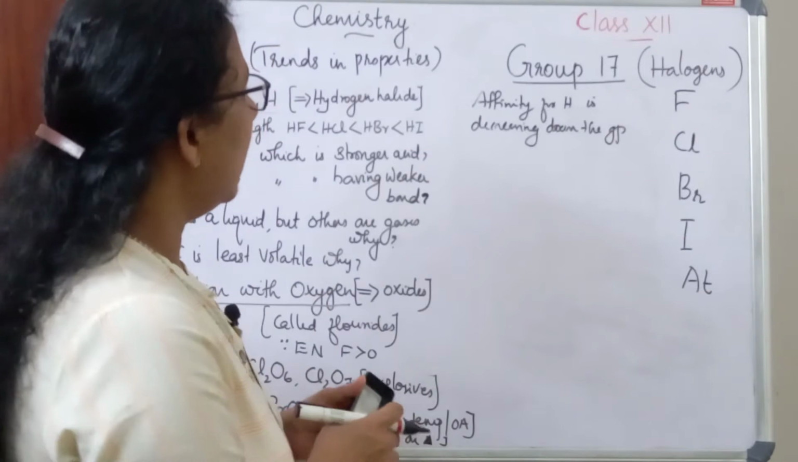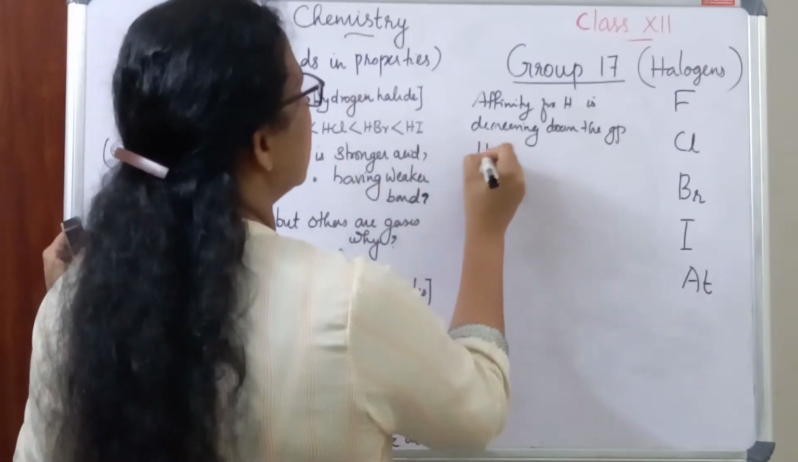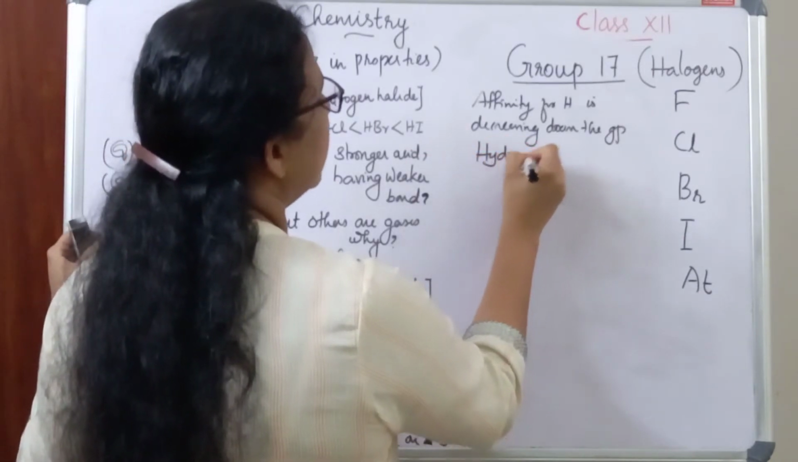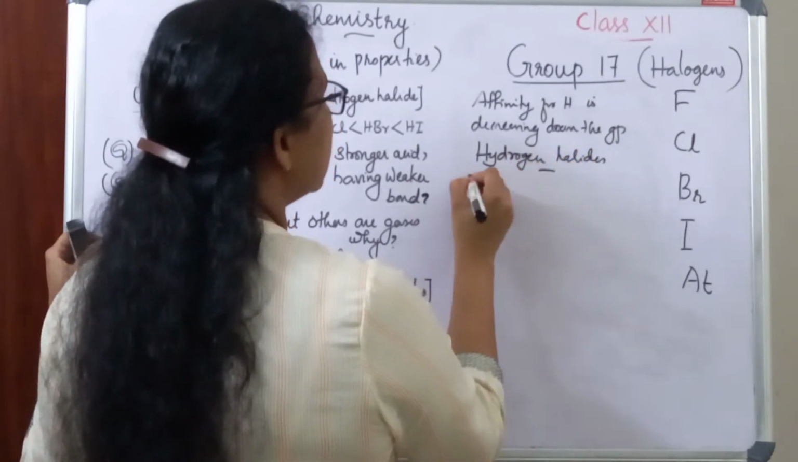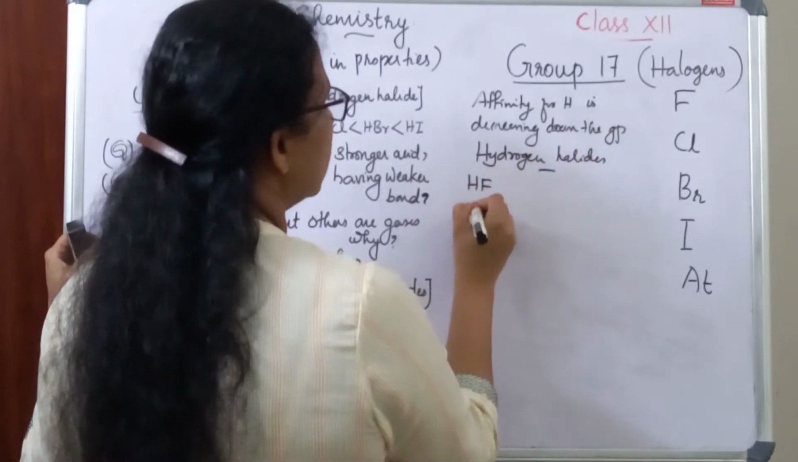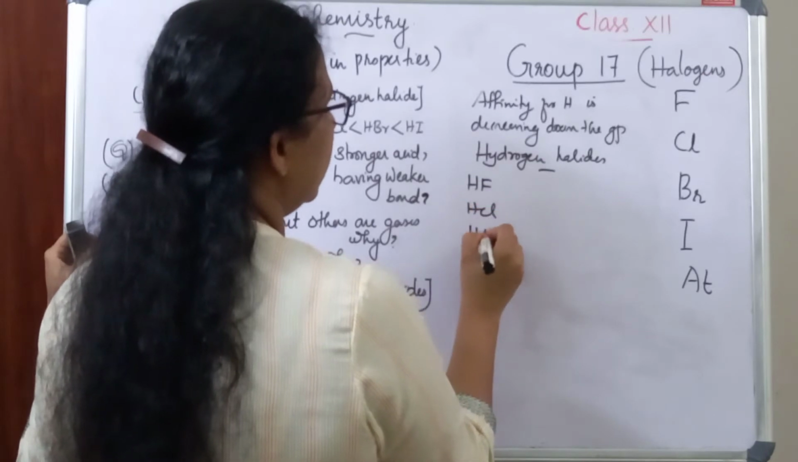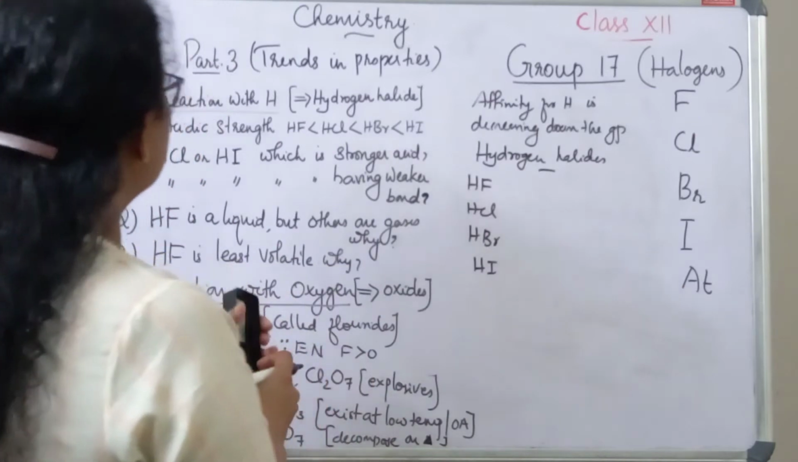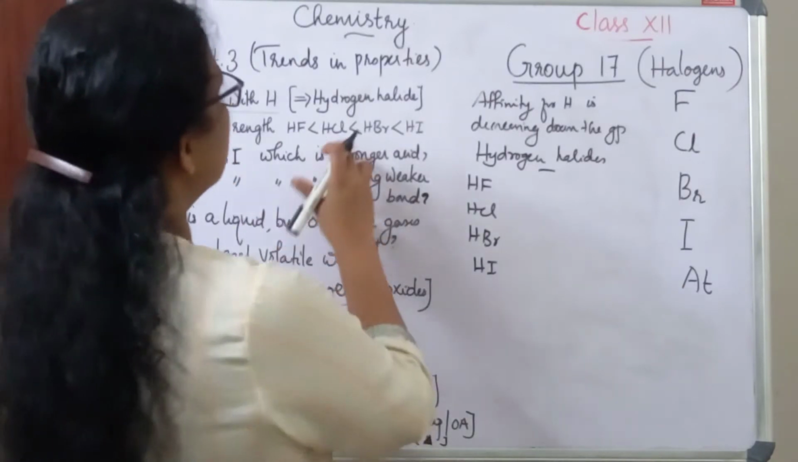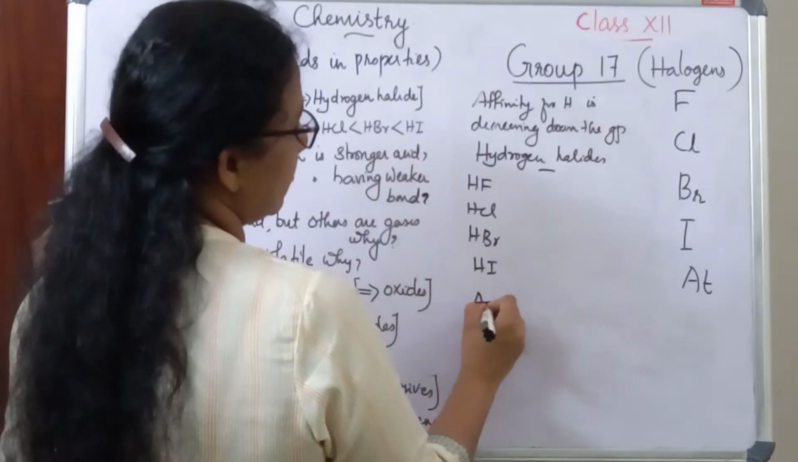So this forms hydrogen halides. Those hydrogen halides are hydrogen fluoride, hydrogen chloride, hydrogen bromide and hydrogen iodide. Now let us see the acidic strength, the order of acidic strength.